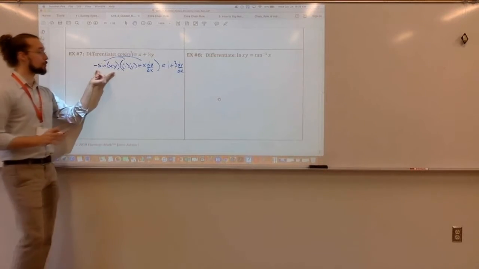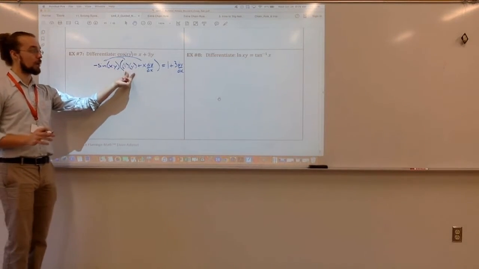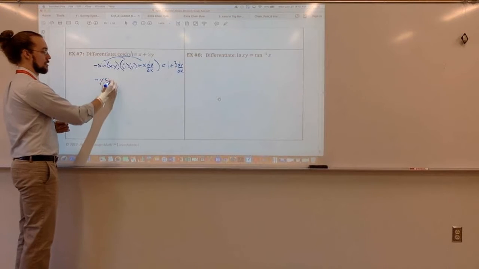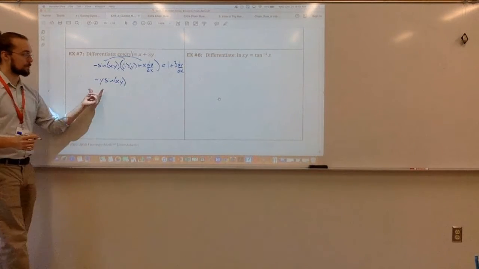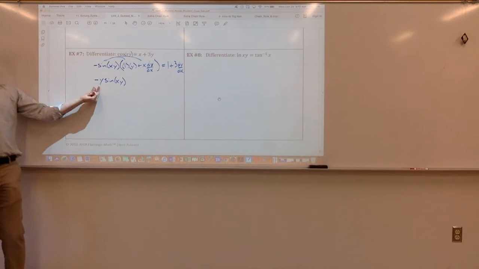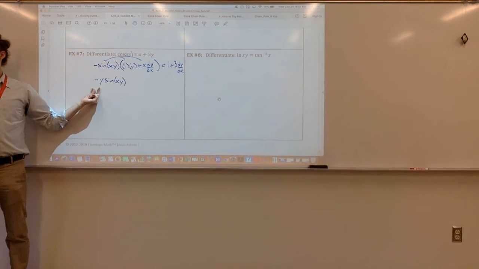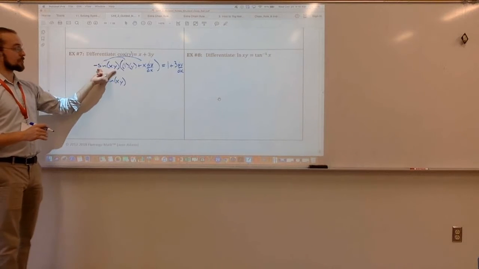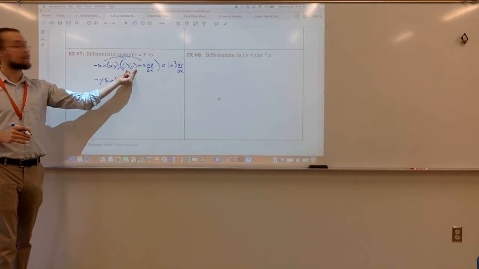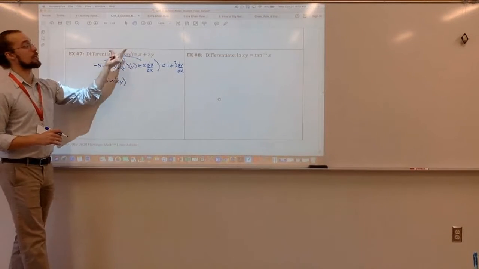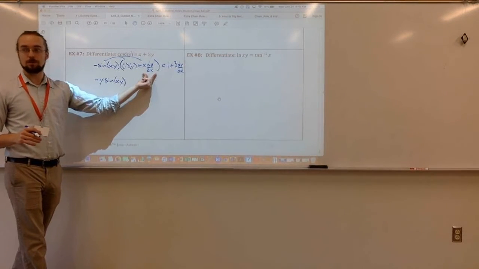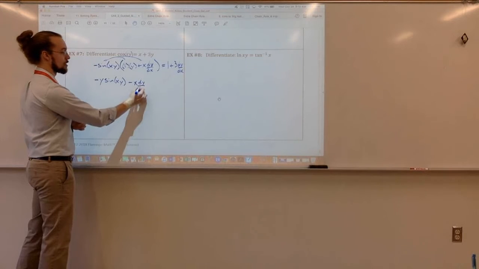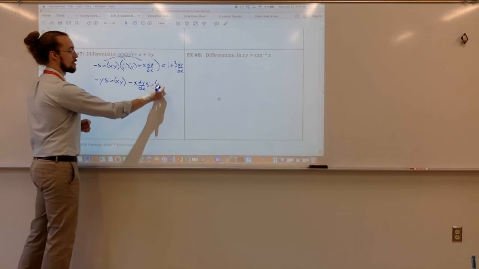So I'm going to distribute this negative sine of xy to both y and x dy/dx. So negative sine of xy times y, so that would be negative y sine of xy. The y we can't combine with the y on the inside, so this y has to stay on the outside. So I multiply this negative sine of xy times y. And then I'm going to multiply this negative sine of xy times x dy/dx as well. Alright, so that would be negative x dy/dx times sine of xy.